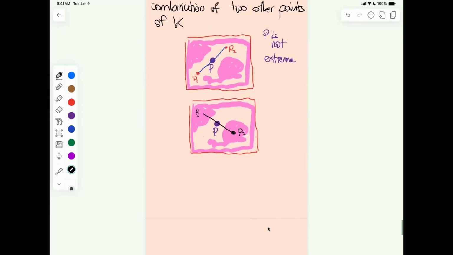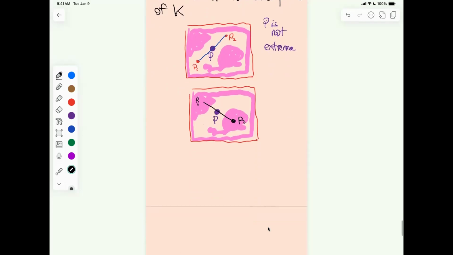What about some point on one of the edges? I'm almost done, sorry. Just a few more minutes, 2 more minutes.